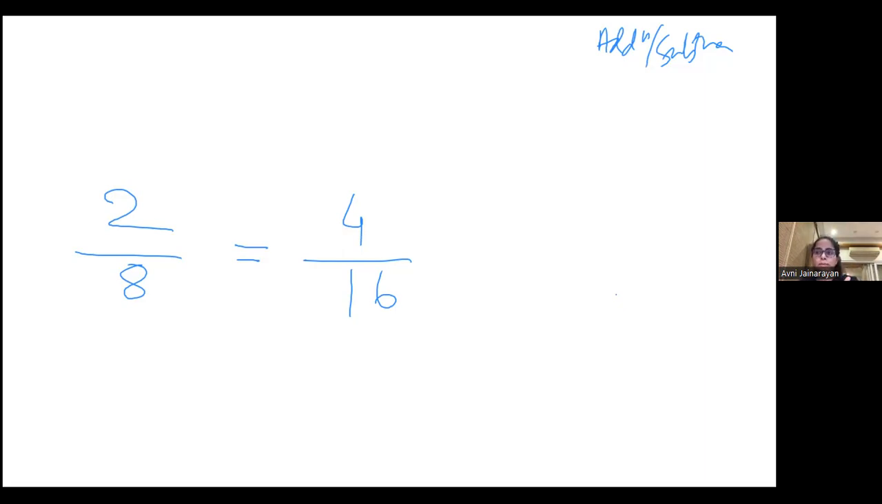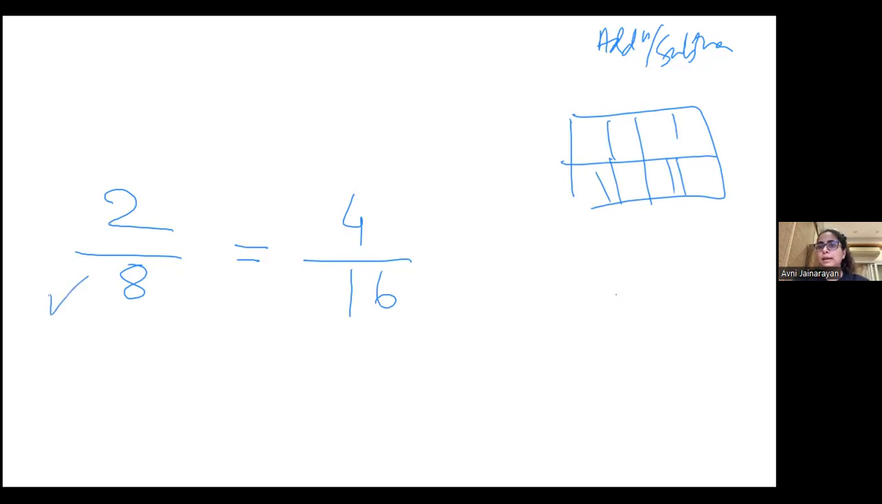If they are equivalent fractions, तो सारे sides आपके same होते हैं. By that I mean that you divide all the parts equally. Correct? ये भी equal है, ये भी equal है, सब equal है. ठीक है? How to check? How to verify that 2/8 and 4/16 are equivalent fractions? Let's compare the denominator. Always compare the denominators.